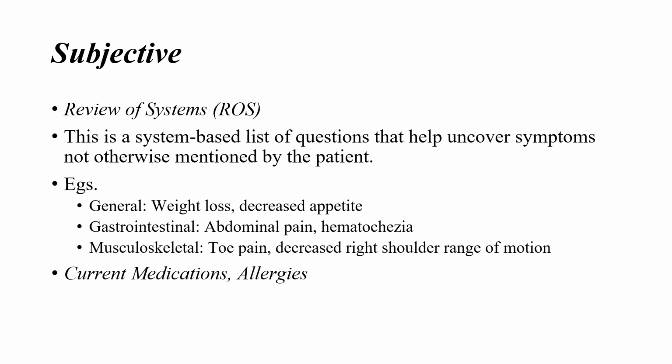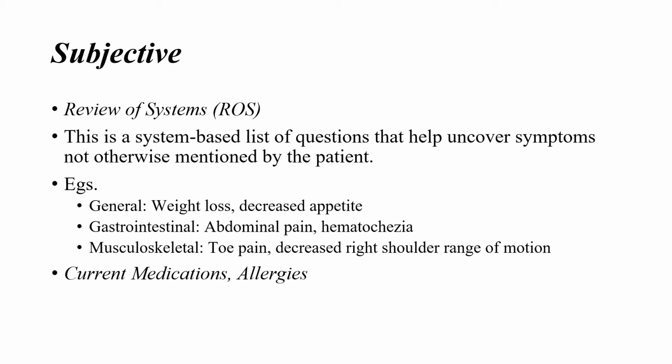Review of systems. Review of systems is something you all may have been introduced to when you started reading the MacLeods and talking about taking a history. It's a system-based approach to uncover symptoms not otherwise mentioned. So a person might say, "Well, doc, my head hurts." And you might want to ask them about other things relating to your head, relating to the neurological system.